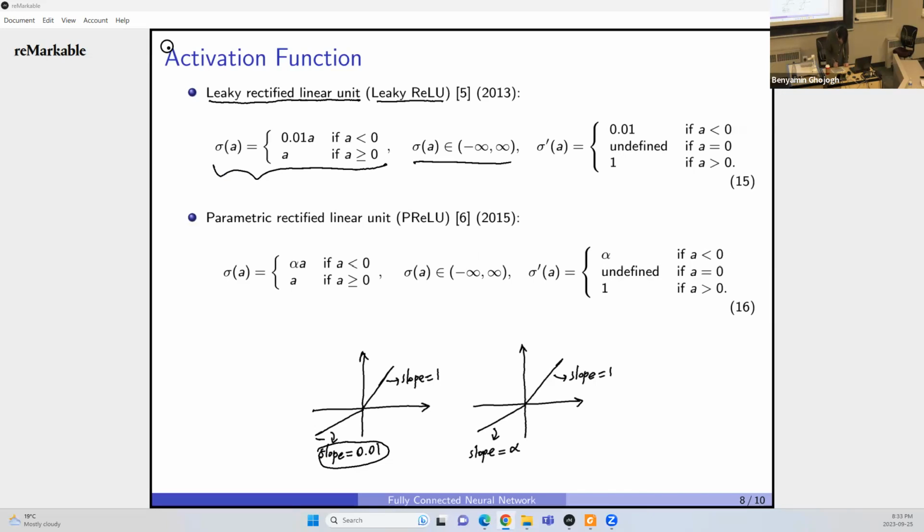The other one is the parametric rectified linear unit, p-ReLU, proposed in 2015. In leaky ReLU, the slope of the negative values is fixed at 0.01. They didn't make it a hyperparameter. There was another paper which made it a parameter, and they called it parametric rectified linear unit, p-ReLU. So the slope is alpha now, and alpha is usually a small number, right?